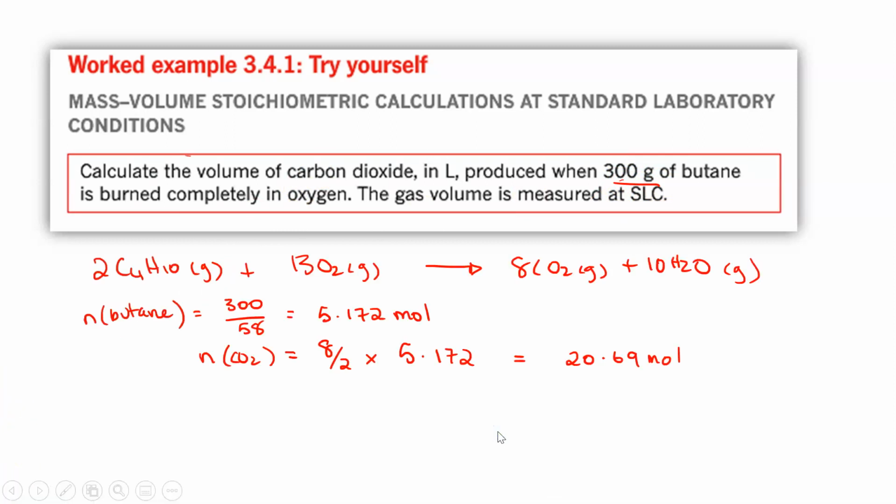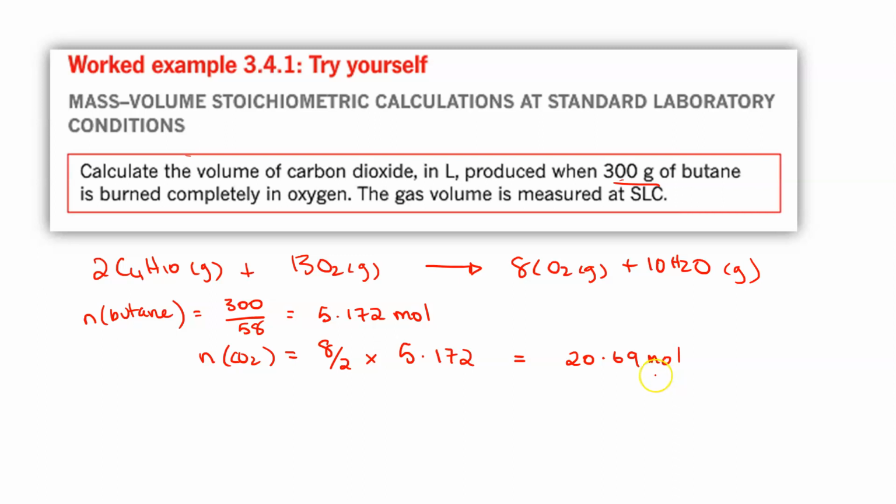Okay, so hopefully you got this far. We're using the same combustion equation again. We've worked out our number of mole of butane using the mass from the question, 300 grams, so no conversion needed here this time, divided by the molar mass of butane, which gives us 5.172 mole of butane. The number of mole of CO2 is given by the mole ratio 8/2, multiplied by the number of mole of butane, giving us a total of 20.69 mole of CO2.